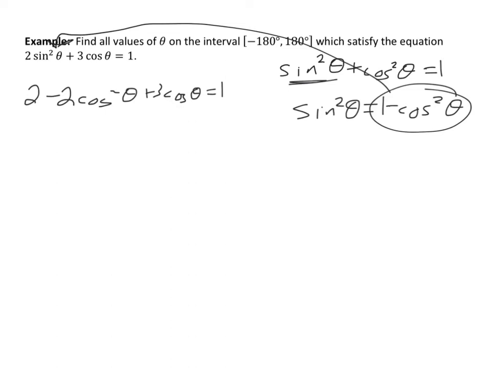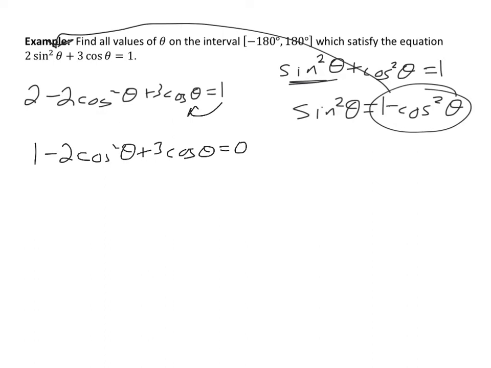So all that happened there was I distributed the 2 into both of these things and put them here already. Now my next thought is I know I want everything to be on the same side. I want it to be equal to 0, so I'm going to move this 1 over. So when I subtract the 1 over, this will be 1 minus 2 cosine squared theta plus 3 cosine theta equals 0.